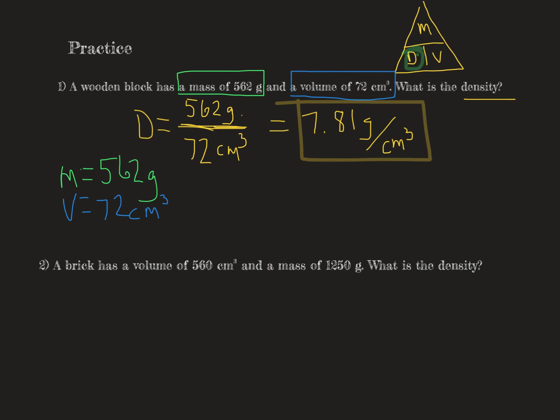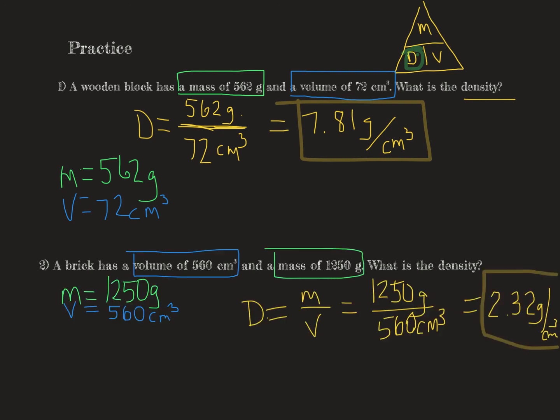All right, go ahead and try this one on your own. A brick has a volume of 560 centimeters cubed and a mass of 1,250 grams. What is its density? Okay, here's your answer so you can check your work. The mass was 1,250 grams. The volume was 560 centimeters cubed. We ended up dividing, and you should have gotten 2.32 grams per centimeter cubed. Right now, we're just going to round all answers to 2 decimal places.